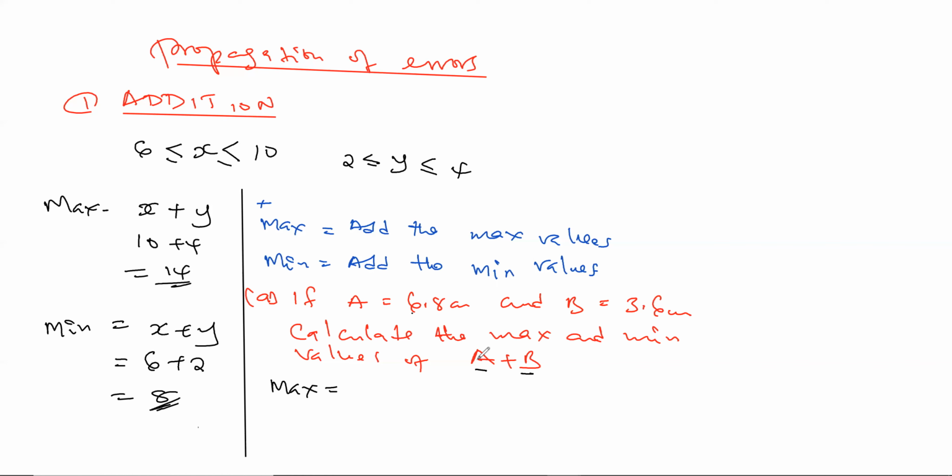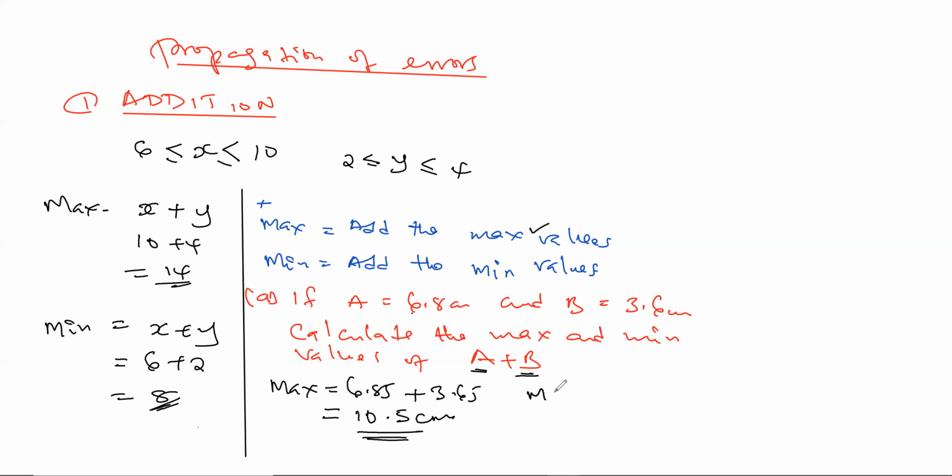So if you want to get the maximum of this operation, you take the maximum of A plus the maximum of B, according to this statement here. So the maximum of A is 6.85 plus the maximum of B is 3.65. Then the answer for this should be 10.5. Remember, it was just an operation, so the units will be involved in this case. So it is 10.5 centimeters.